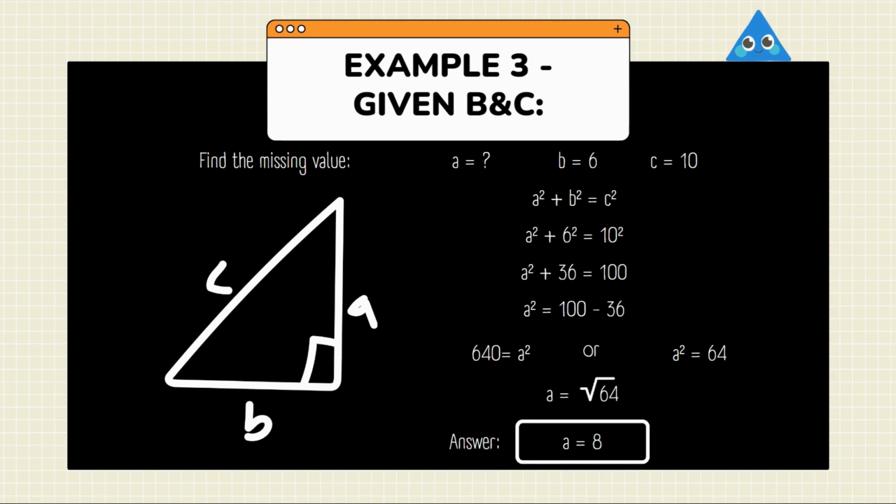So a squared plus b squared equals c squared. a squared plus 6 squared equals 10 squared. a squared plus 36 is equal to 100, if you square 6 and then square 10.